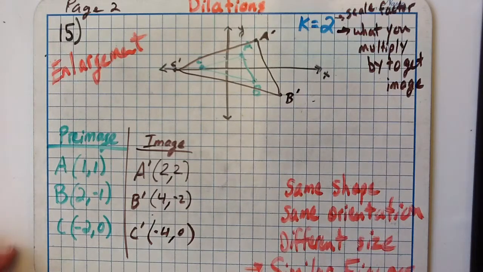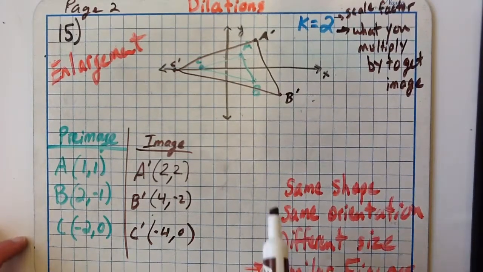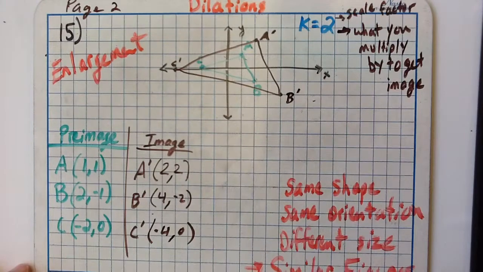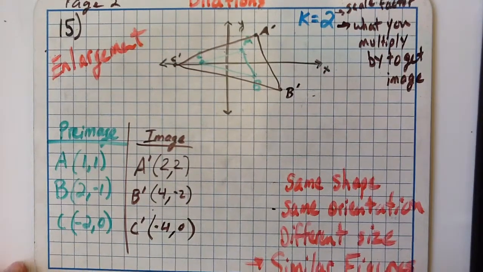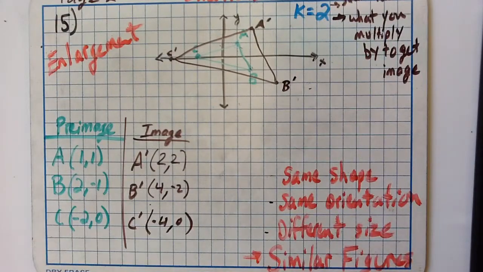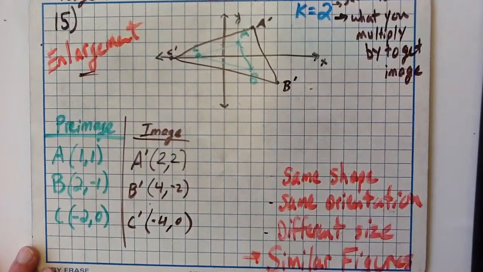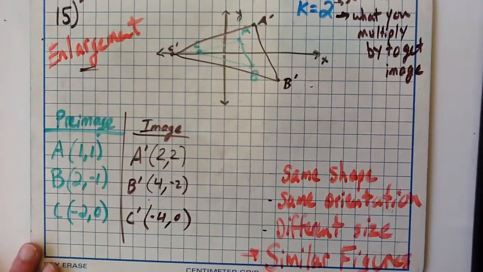Notice that the image and the pre-image have the same shape. They're still triangles. They have the same orientation. The triangles look the same, but the triangles have different size. Because what we have done is we have enlarged the figure. We have made the triangle larger by a scale factor of 2.